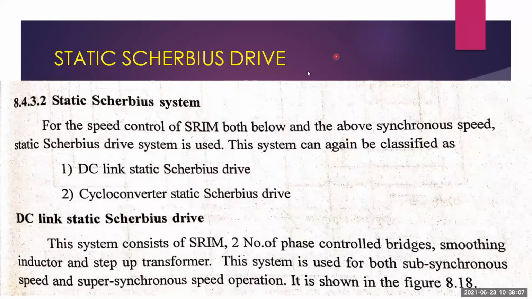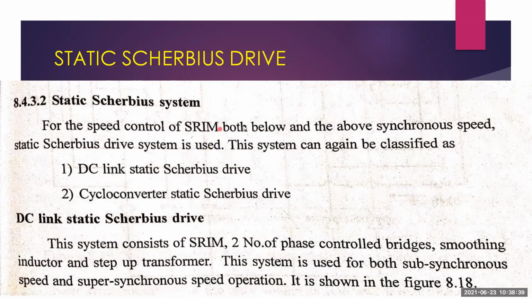In a static Scherbius drive, the speed control of a slip ring induction motor is possible both below and above synchronous speeds. But in a static Kramer drive, the speed of a slip ring induction motor can be controlled only below the synchronous speed. So this is the difference between a static Kramer drive and a static Scherbius drive.